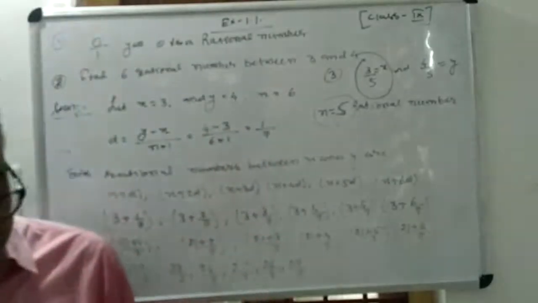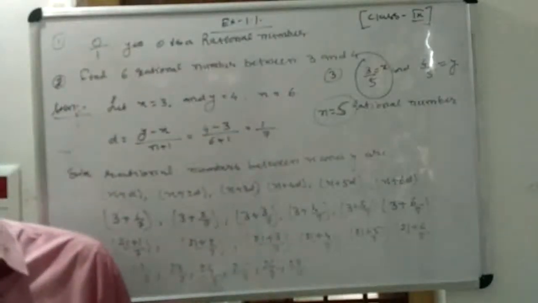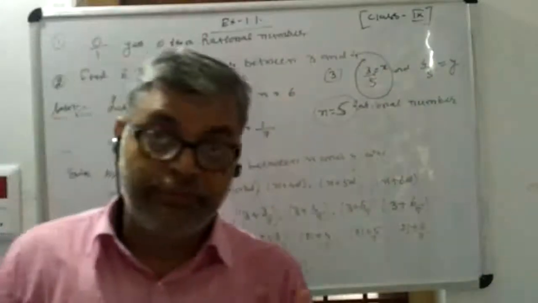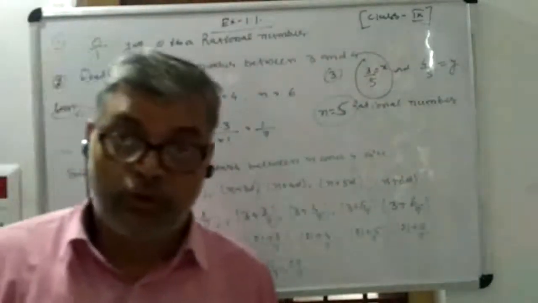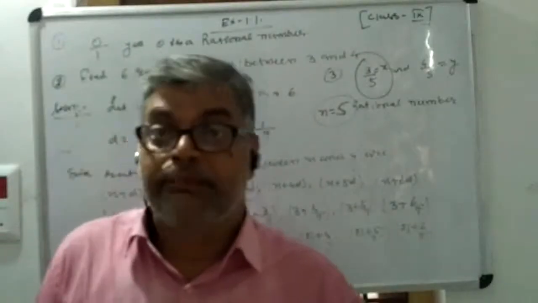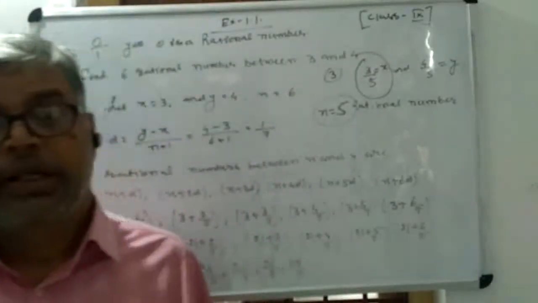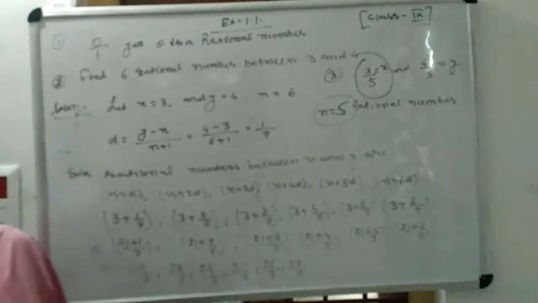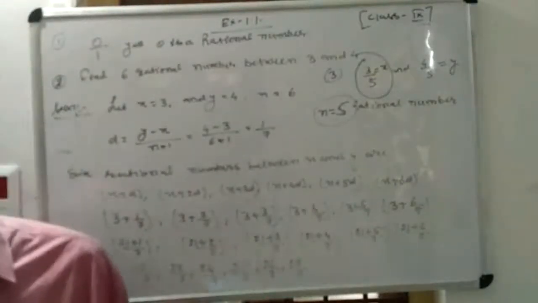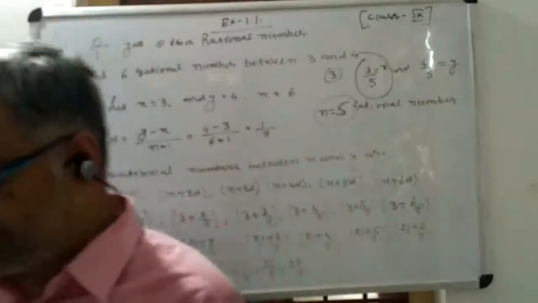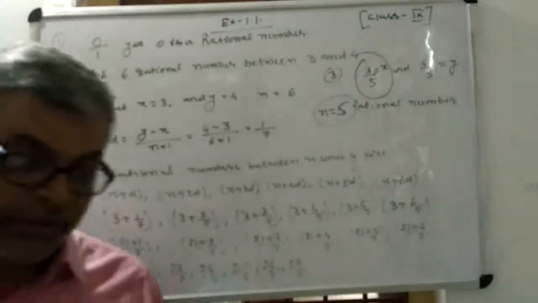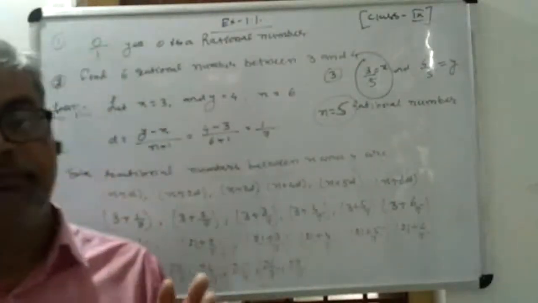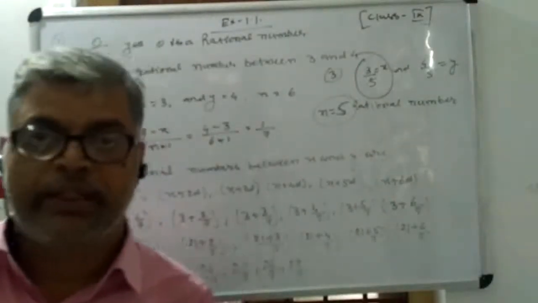Now the third statement is, every rational number is a whole number. This statement is also false, because a rational number may be negative also. It is not necessary that a rational number is always positive. So only the first statement was correct and the second and third statements were false, and I have explained the reason also.